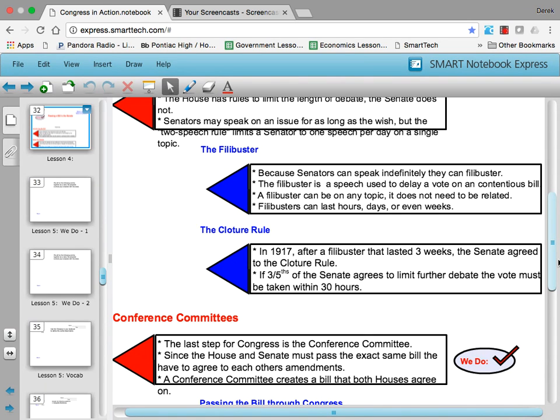Commas have to be in the same place. It has to be exactly the same. And since the House and Senate have to pass this, they have to get all that wording set between the two of them.